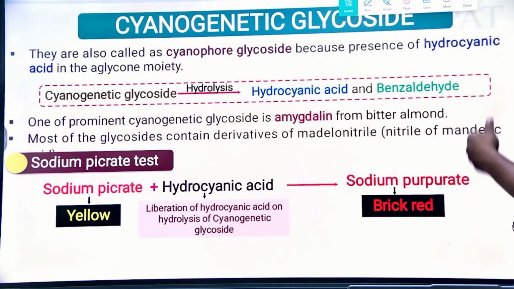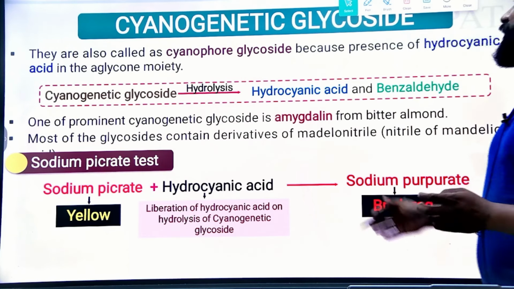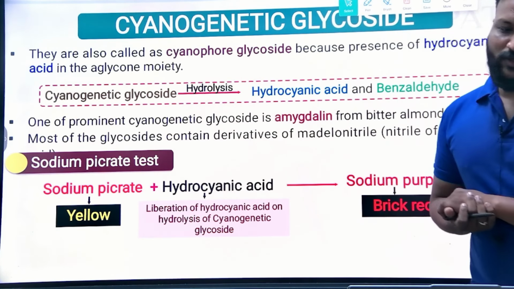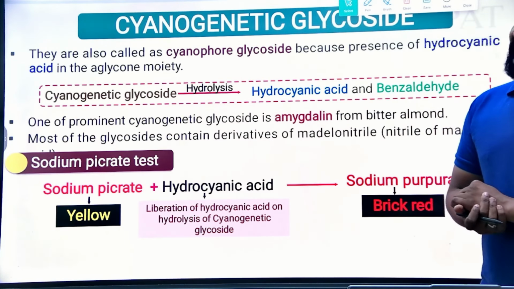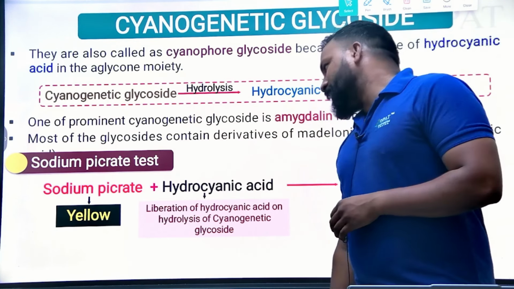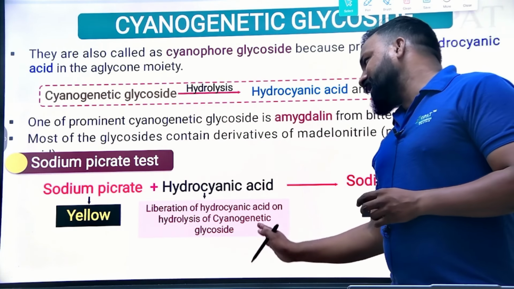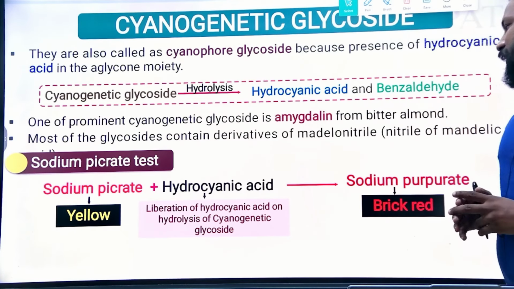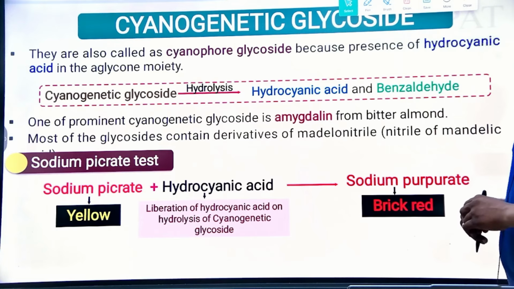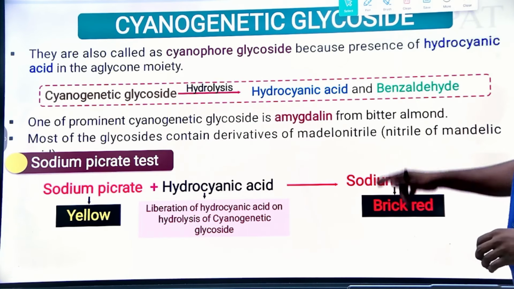Okay, so cyanogenic glycosides. Clear? In this, the most important identification test for cyanogenic glycosides is the sodium picrate test. Usually it is yellow in color, but when hydrocyanic acid is liberated from the cyanogenic glycoside, it gives sodium purpurate, turning the color into brick red. Clear? Yes, because we have already discussed this.